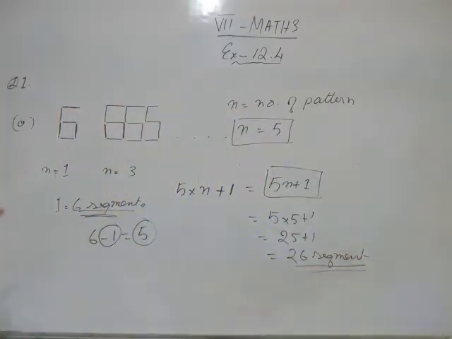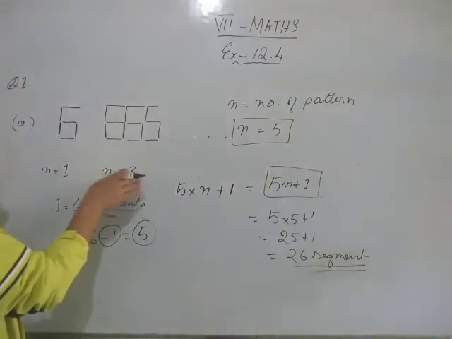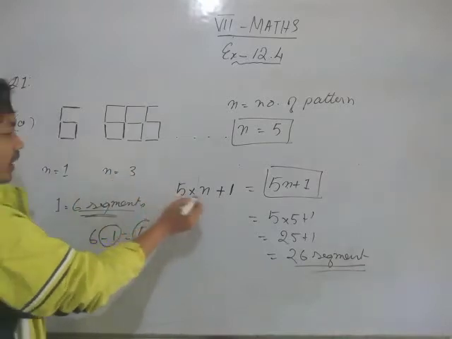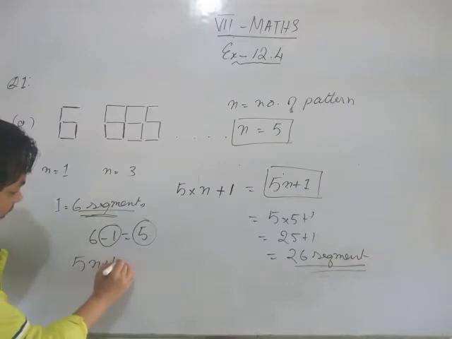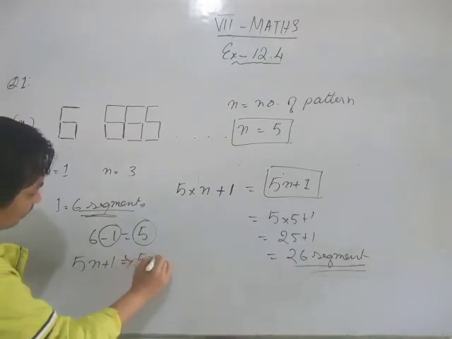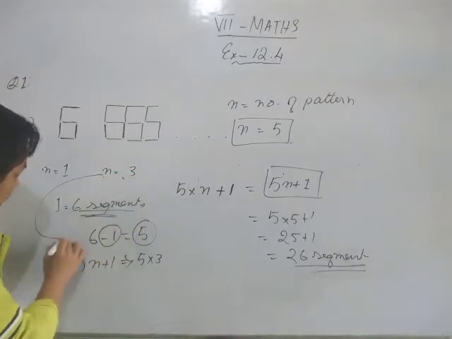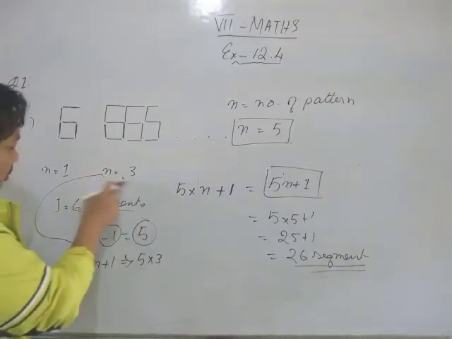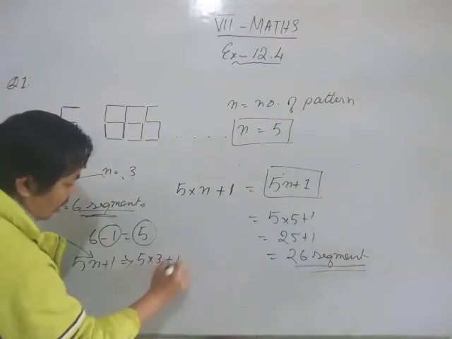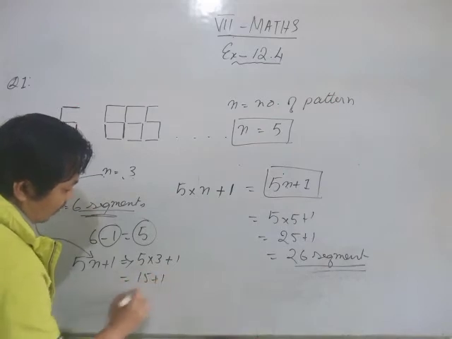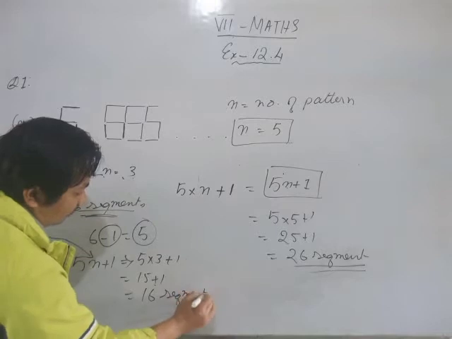In the same way, let us find out for this pattern, 3 patterns are there. n is 3, isn't it? So we'll take this formula here. 5n plus 1 implies 5n means 5 into 3 plus 1, that is 15 plus 1, that is equal to 16. 16 segments are required to make 3 patterns.